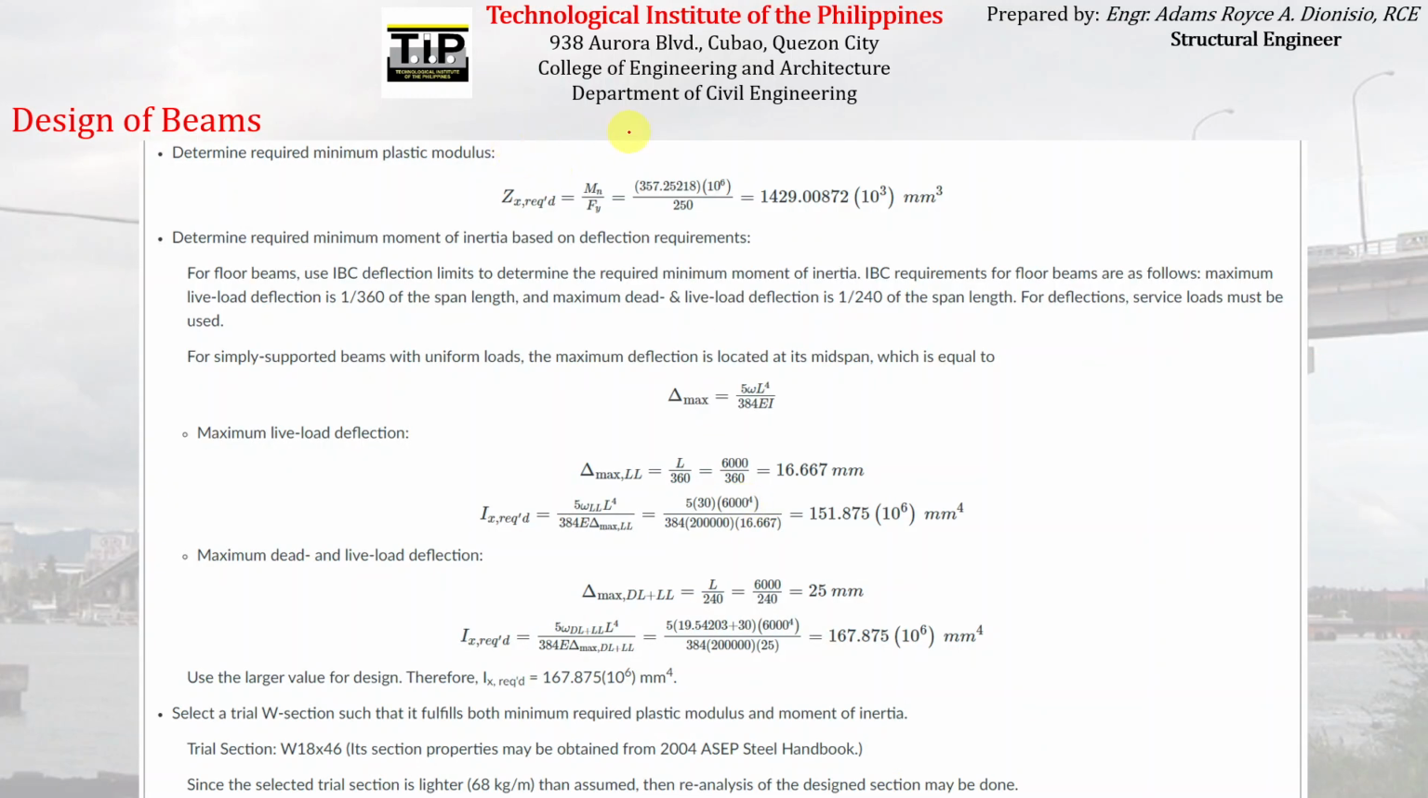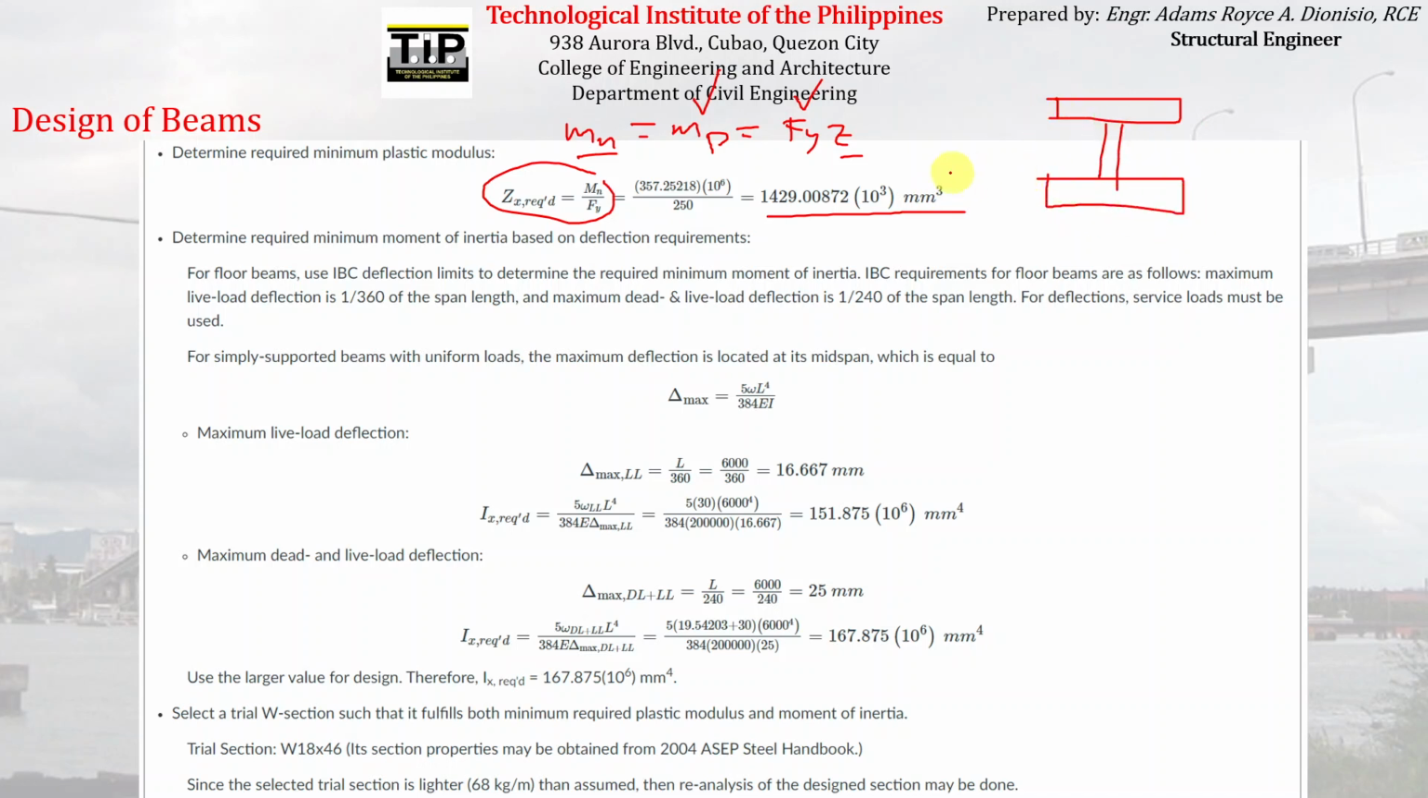Since the nominal moment capacity for yielding is equal to the plastic moment, which is the product of Fy and Z, we can compute for Z, since we know Fy as well as Mp, which is equal to Mn, the value we computed a while ago. Substituting to the formula, we can compute the plastic modulus. Therefore, if we choose a W18 section, it must have a plastic modulus equal to or greater than 1429 mm cubed. That is the first basis of our design, the plastic modulus.